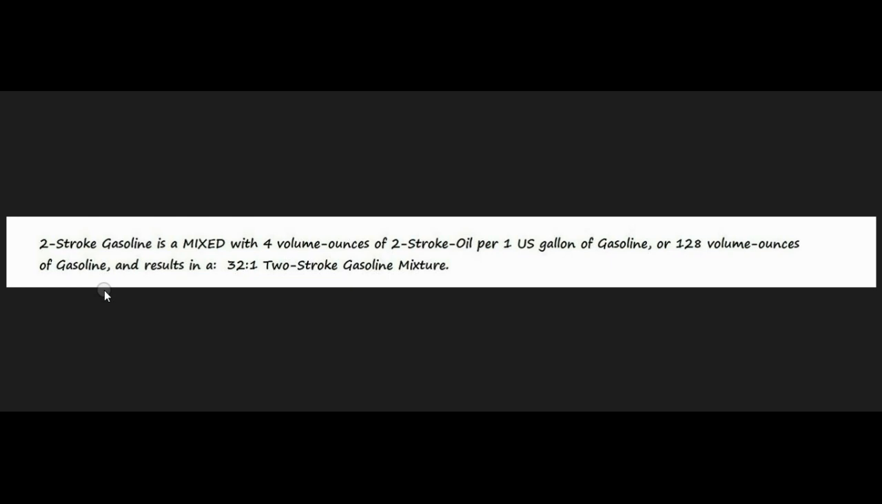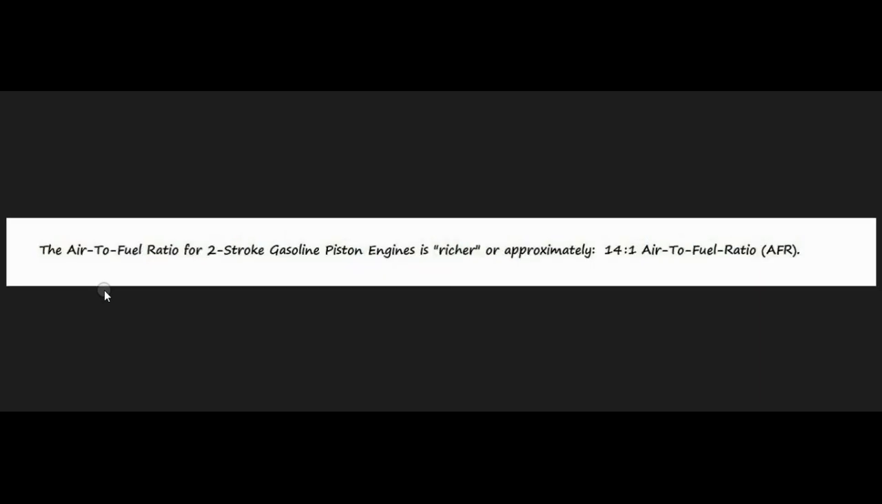Of course, we're using the two-stroke gasoline. It's a mixture of 4 ounces of two-stroke oil per 1 US gallon, so 32 to 1. Two-stroke gasoline mixture. So we have a slightly richer mixture, even though it's not EFI, it's just carbureted. We still run about 14 to 1, slightly richer. And same air temperature and elevation.